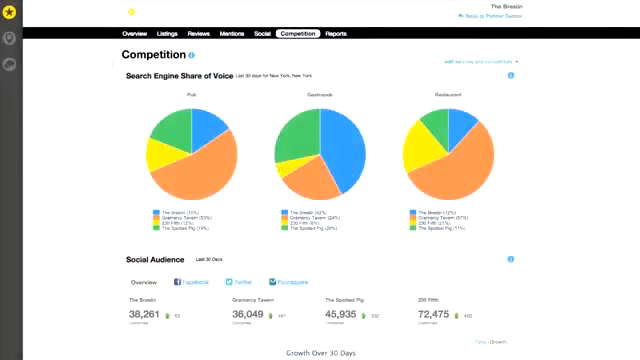Frequently checking both your share of voice and social audience is the perfect way to monitor your competitors' search results and social media performance against your own. You don't want to fall behind them and lose potential customers.